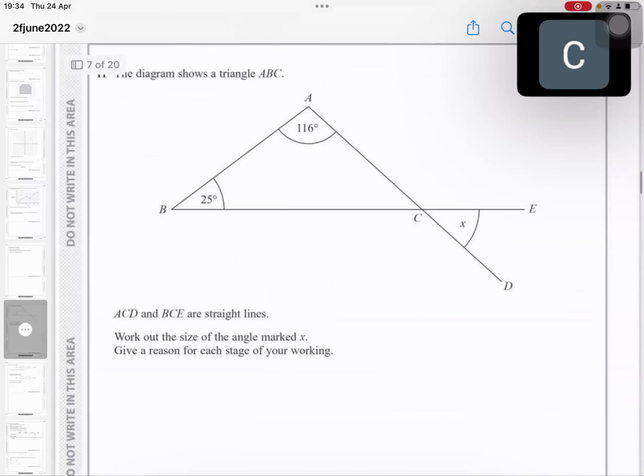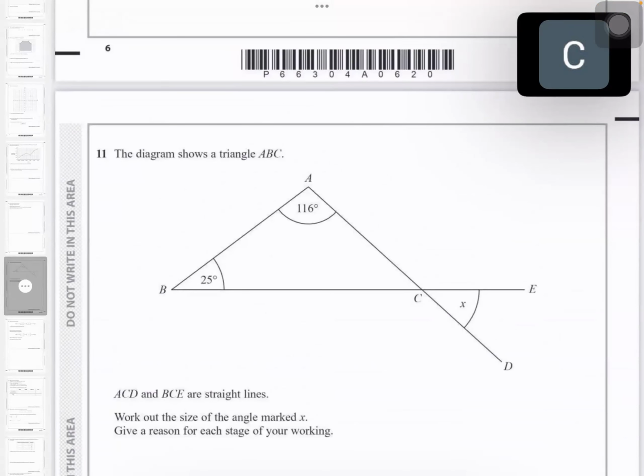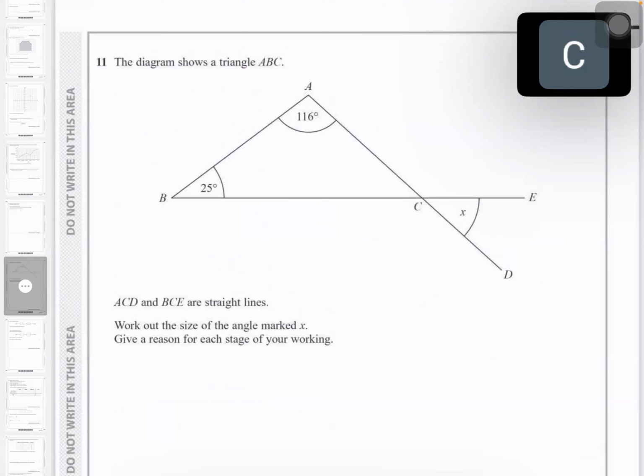Okay, so move on. Okay, what do you think about this one? Well, firstly, because it's really giving me two of the angles, A and B, I just add them and subtract from 180.